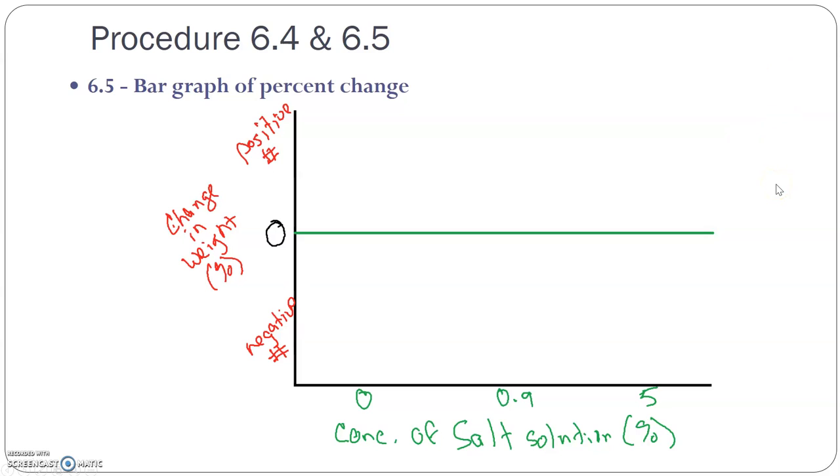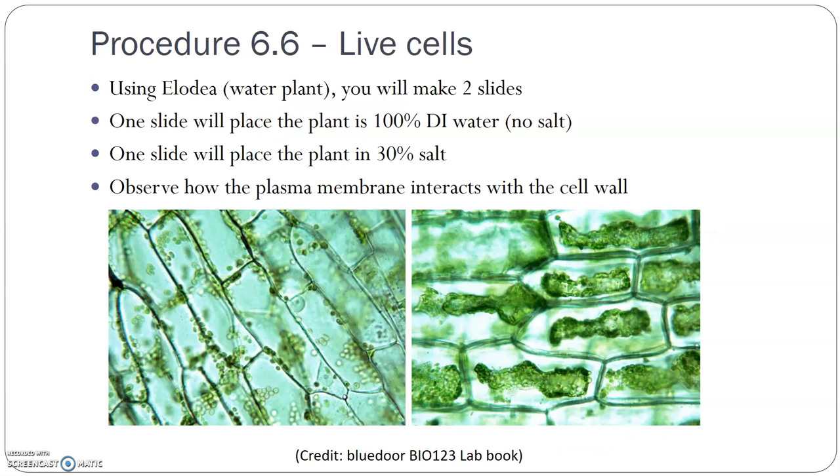So the last experiment you're going to be running in this lab is also using a plant. Depending on what's happening in your lab, this may be a demo, which means it might be set up for you in the lab so that you can just go look at it. The way that it is written, you're going to make 2 slides using that water plant.